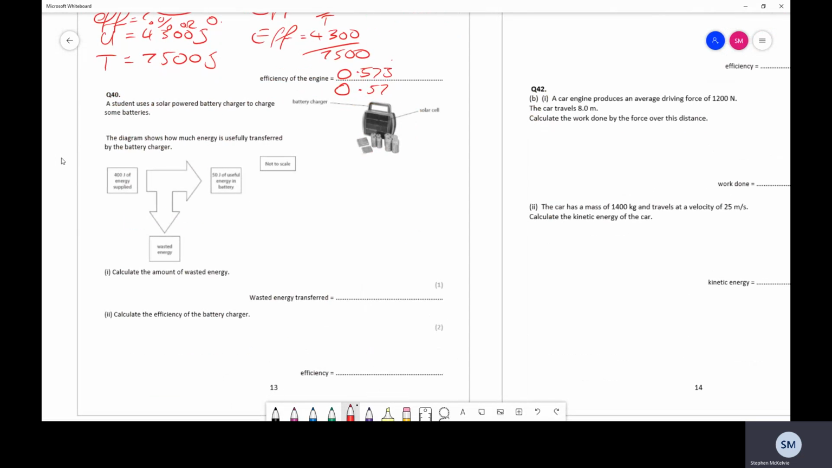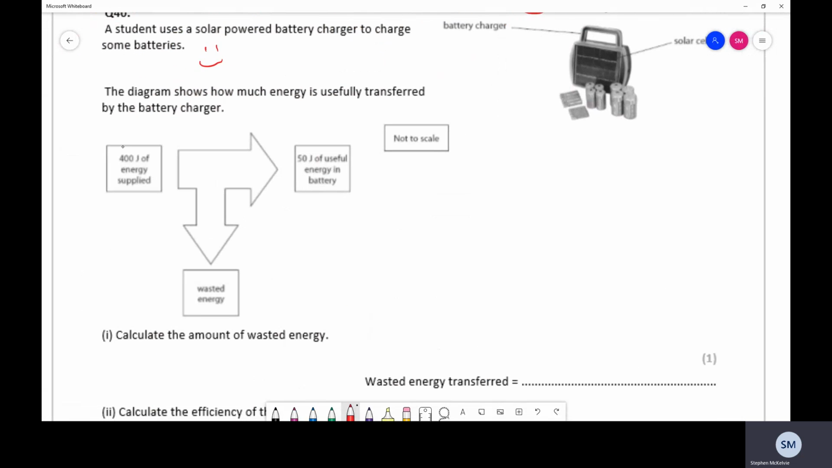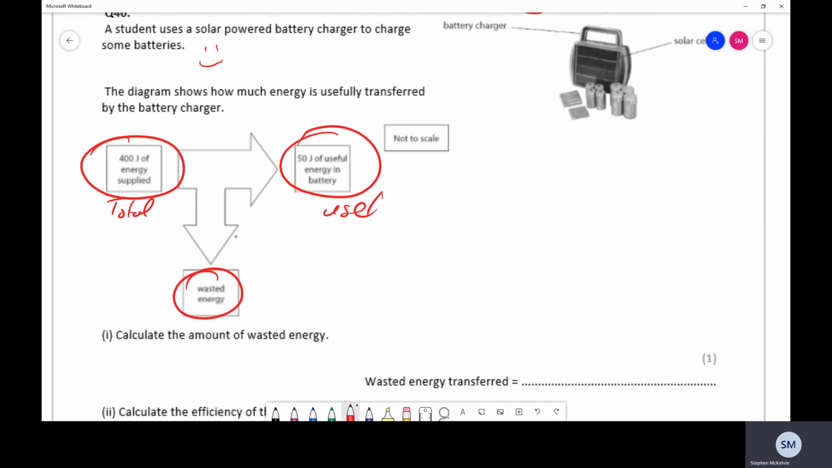A student uses a solar-powered battery charger to charge some batteries. That's very environmentally conscious. Well done, that person. The diagram shows how much energy is usefully transferred by the battery charger. Now, that's about as fuzzy as a frosty, misty morning. So let's have a look. 400 joules of energy supplied. So this is going to be my total energy. 50 joules of useful energy. Yes, good. Wasted energy comes out the bottom, just like all the waste out of our bodies.